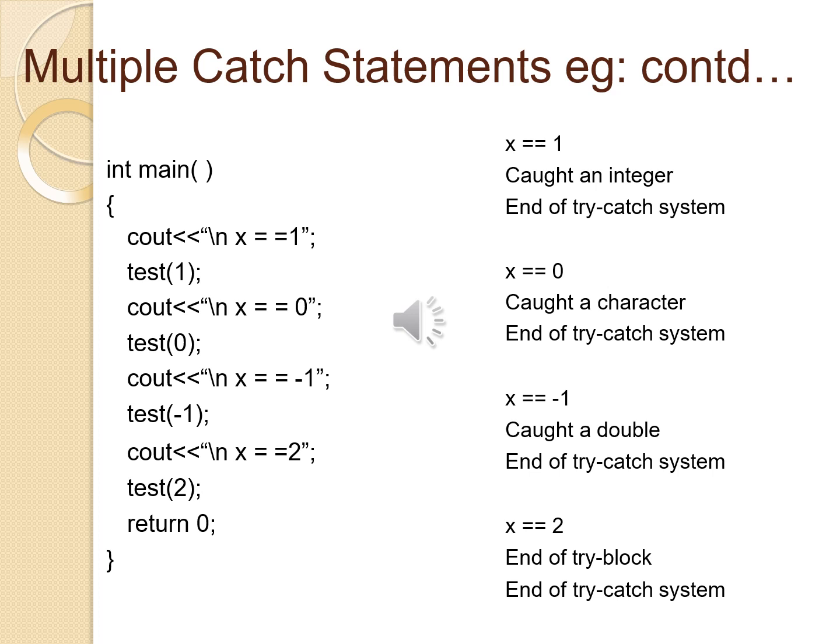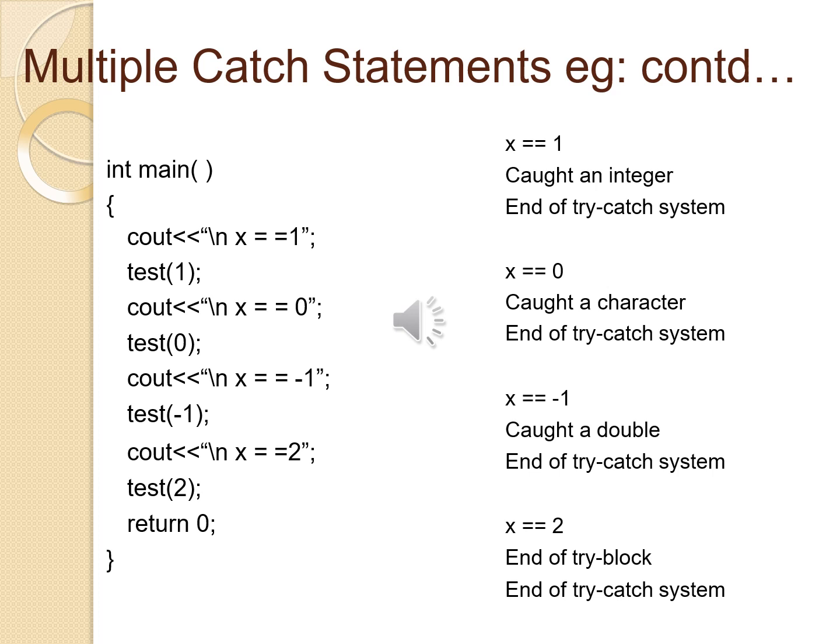Cout x equal to 0. You're calling the function test with the integer 0. So if x equal to 0, you're throwing an exception with character a. Then it will be compared with the catch statements, and the first catch block would be executed. So caught a character.